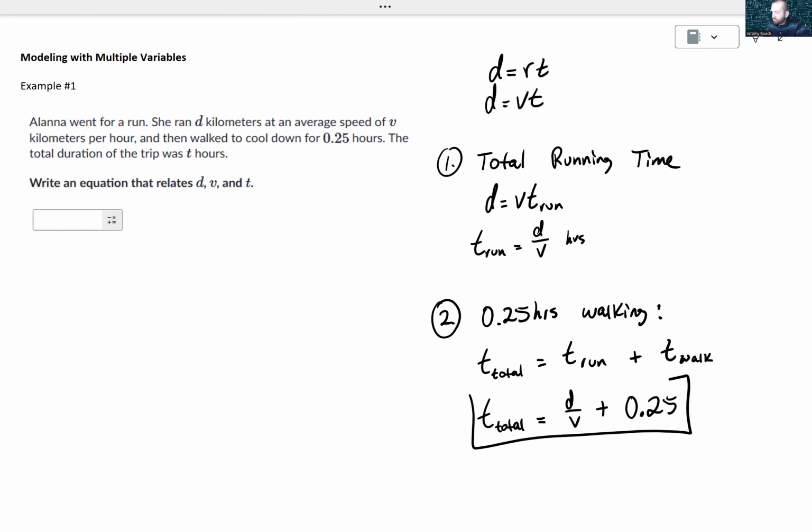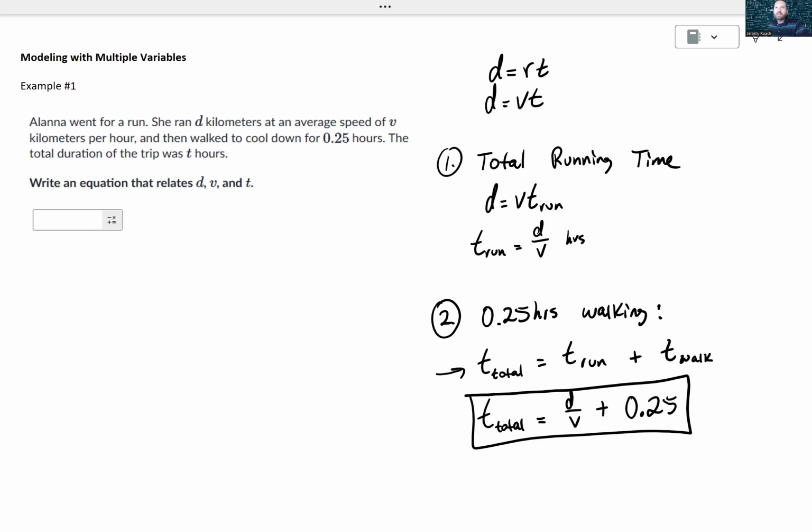Now, the key takeaway from this is that we're writing everything in terms of time. Time equals time plus time. If you try to write time equals time plus distance or some other variable, then the equation won't hold true. So just make sure that when you're finding the total of something, that you are using the correct units to find that total.